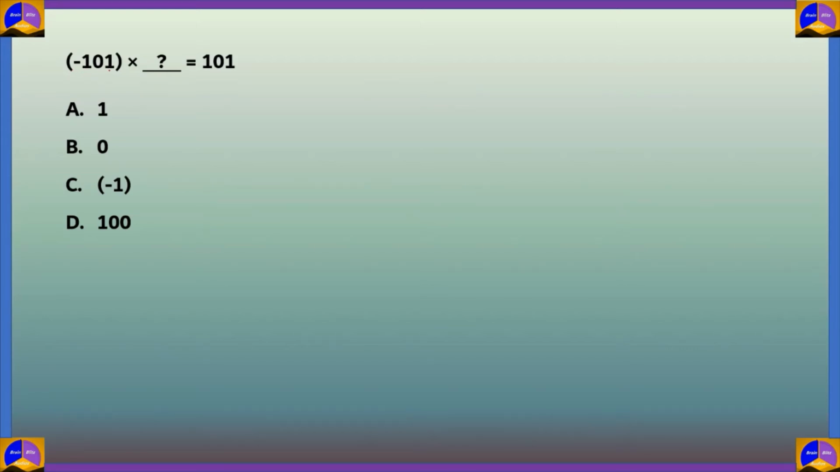Minus 101 times dash equals 101. Option A 1, option B 0, option C minus 1 and option D 100. Now to find the answer to this question, let's look at the properties of multiplication. That is, when we multiply with negative and positive, we will represent n as negative and p as positive.